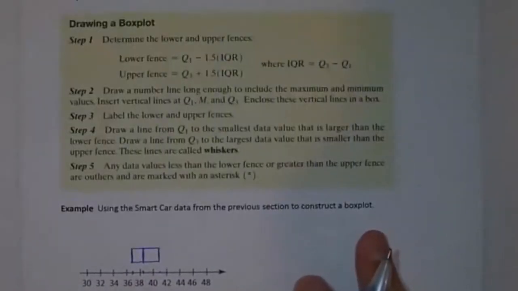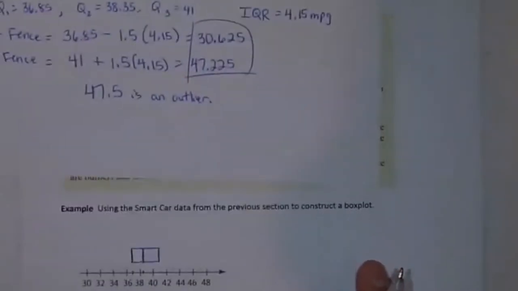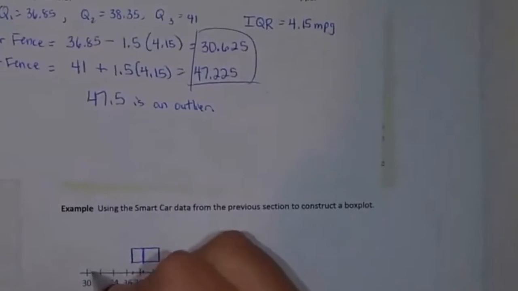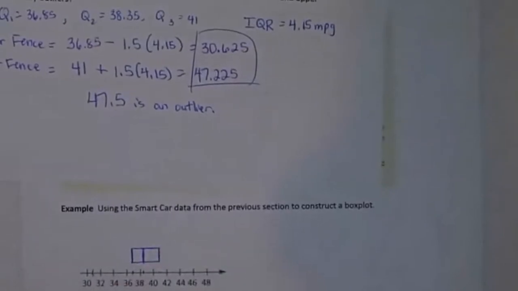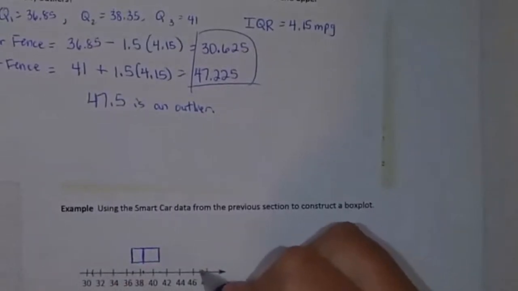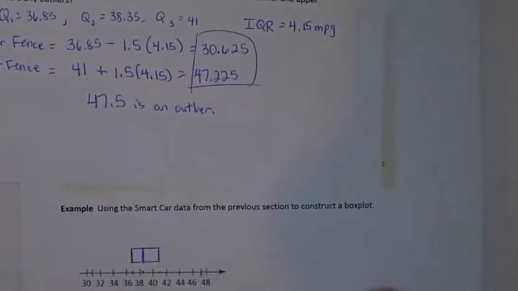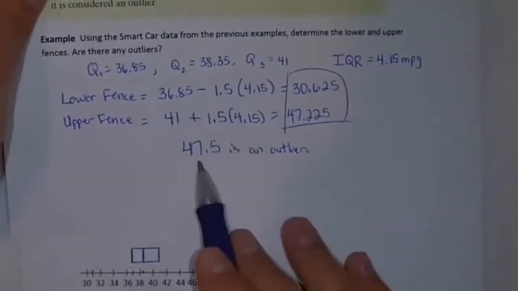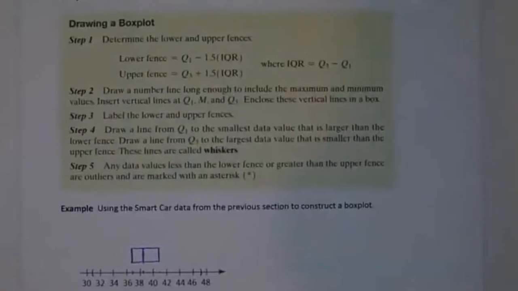Now my fences, again, we had found to be 30.625. So 30.625 would be around in here. And 47.225 would be around in here. So I'm just kind of marking those so that I know what they are. Now, we also had found that 47.5 was an outlier. So that's the only data value that was outside of the fences.